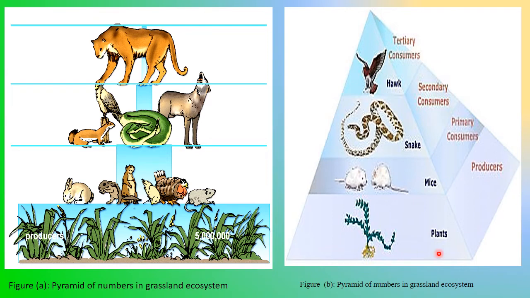The producers here, which are mainly grasses, are always maximum in number, as depicted in this picture.